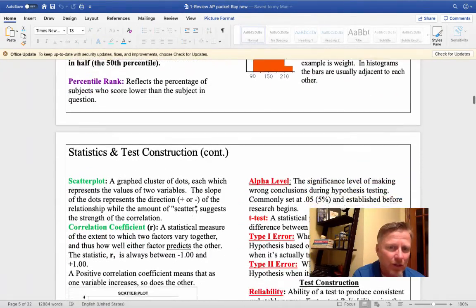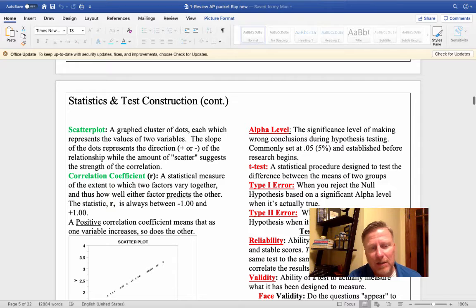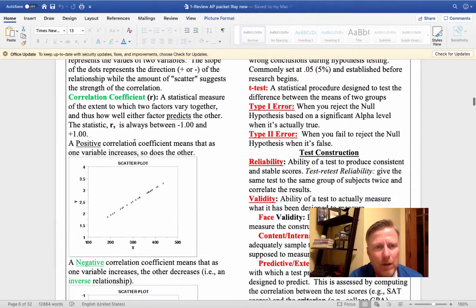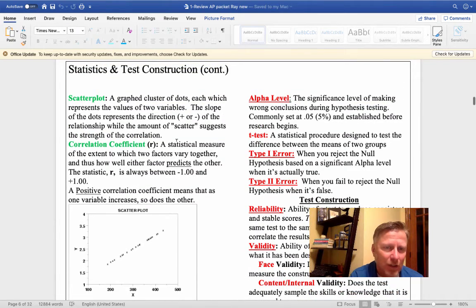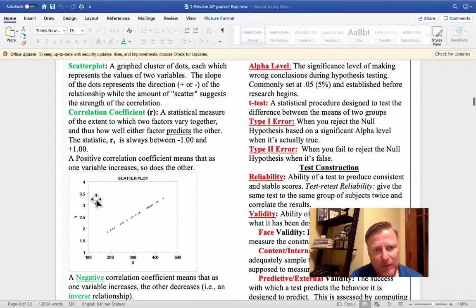We're going to continue here a little bit. We talked about scatter plots in a previous video, but scatter plots represent correlations, and they're the connecting dots between 2 variables. This could be hours spent on social media and GPA, okay? Or minutes spent on social media per day and your GPA. So the correlation coefficient represents that number.